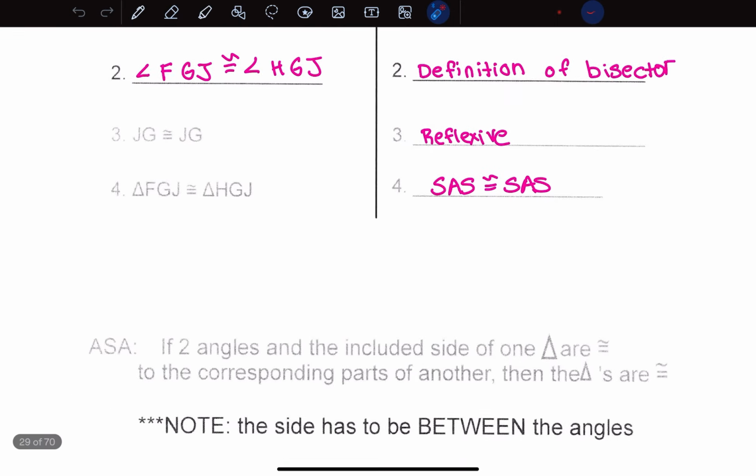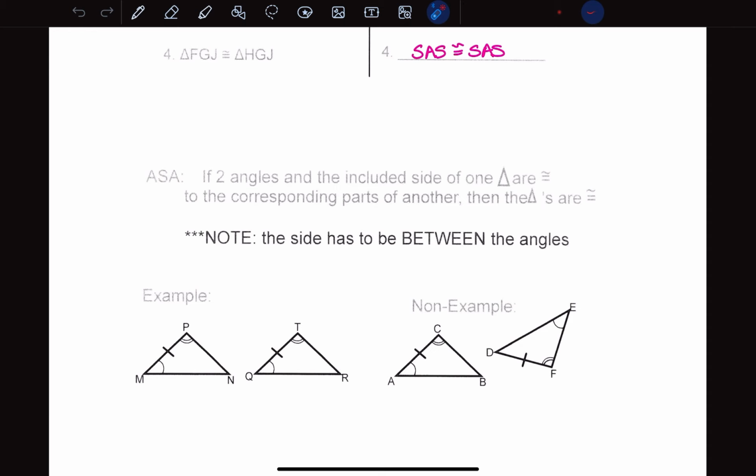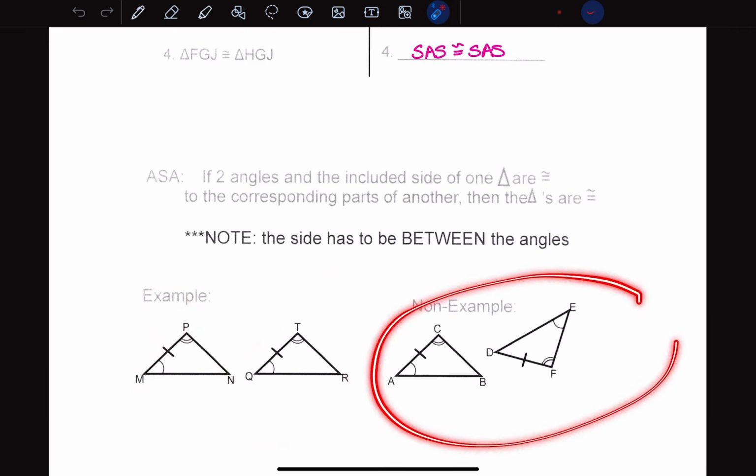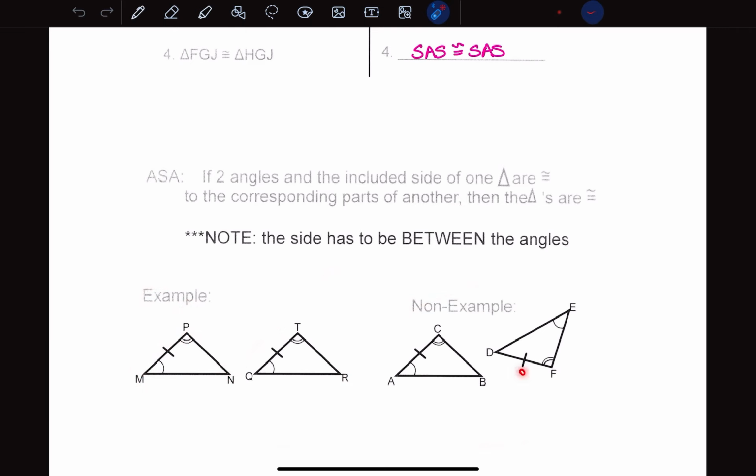Now, another way that we can prove that triangles are congruent is by angle, side, angle. Similar to side, angle, side, the order does matter. So here is a good example because we have the side in between the two angles. Here we can see that this does not work because we have a side and then two angles, whereas here we have an angle, side, angle. They need to be the same in order to use any theorem, but especially with angle, side, angle.